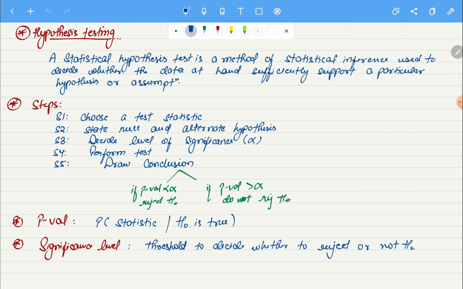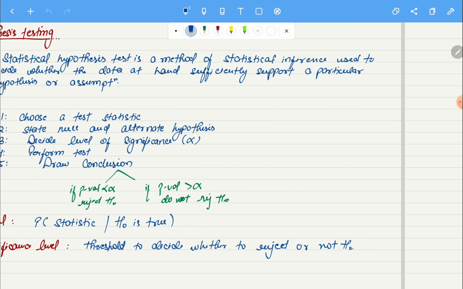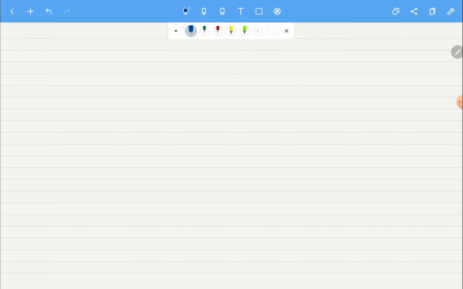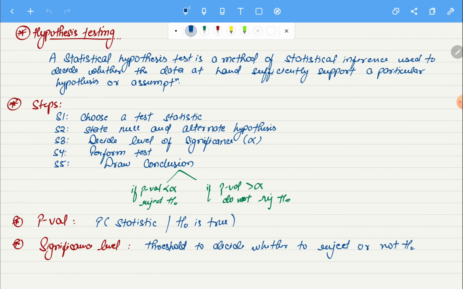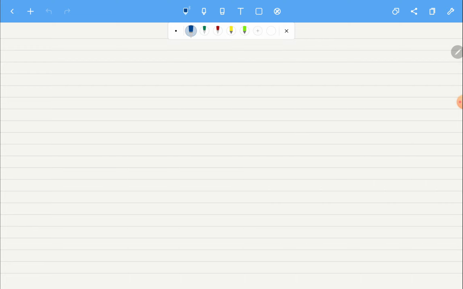Now let's try to understand this whole process using an example. So in this example, we want to decide whether the heights of students from two different schools are same or not. So we will follow these steps. So first we will have to choose the statistic. So in step 1, we will choose mean difference. So mean 1 minus mean 2.